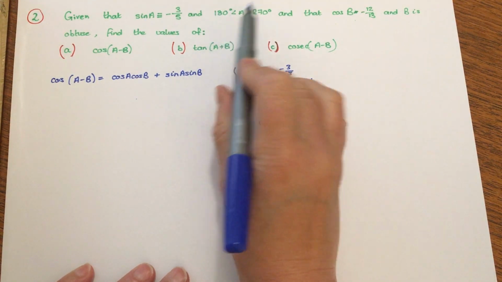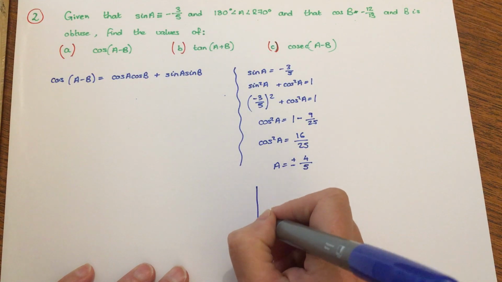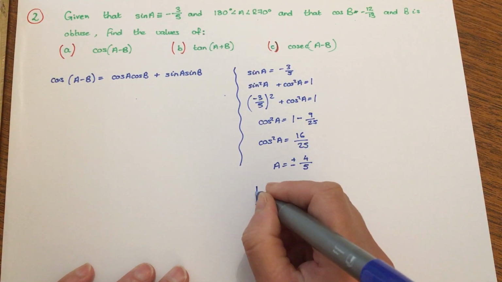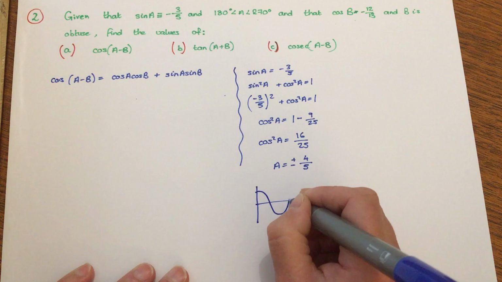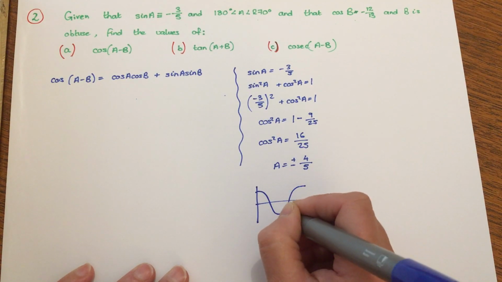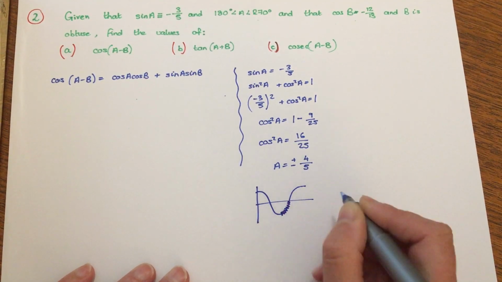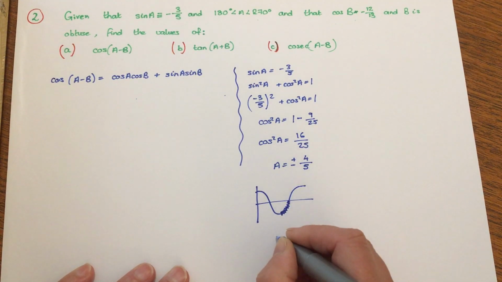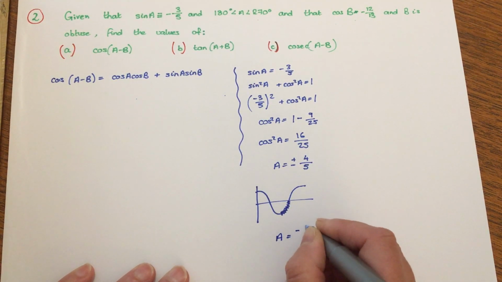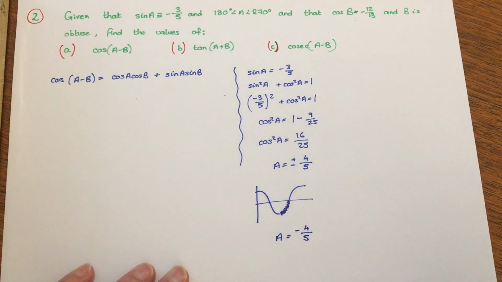Oh, so A is between 180 and 270. And we're looking at cos. So if I draw the cos graph, I can see that between 180 and 270, which is this bit here, the graph is negative. So cos A is minus 4/5. Okay?